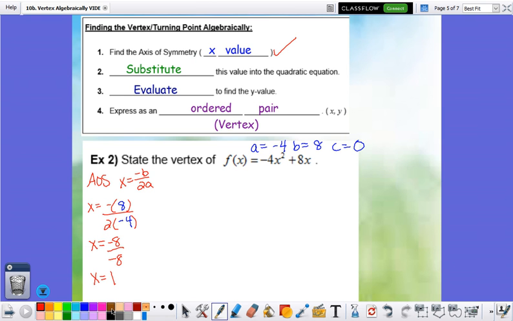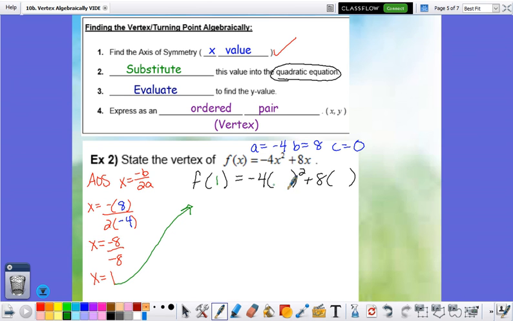We now have to substitute this 1 into the original quadratic equation. So f of x is now f of 1, which is -4 times something squared plus 8 times something. Let's plug in our 1. We're curious, if I input 1, what is the output?